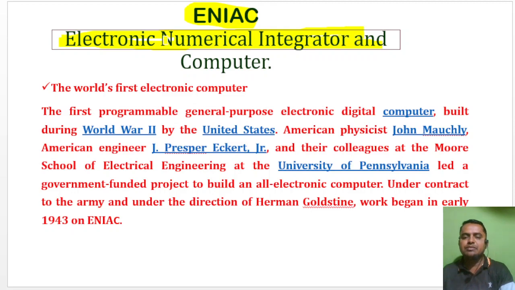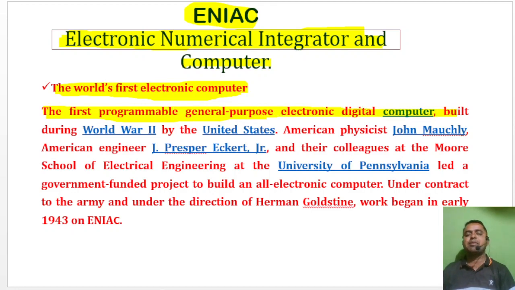Sometimes calculator is also given in the option, so you have to check and verify. Electronic Numerical Integrator and Computer, then go through the options. Yes, if it is not there, computer means calculator also can be correct. The world's first electronic computer. Which is the world's first electronic computer? ENIAC. The first programmable general purpose electronic digital computer also means ENIAC.